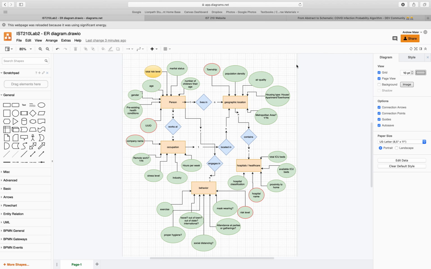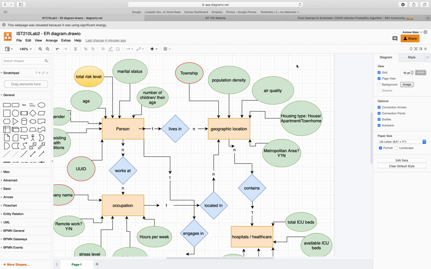The first main component of an entity relationship diagram are entities, and entities are persons, places, or things that all have attributes and are related to other entities. The entities are really the key component of entity relationship diagrams, because entities are what form the different tables that are going to be related to each other in a database.